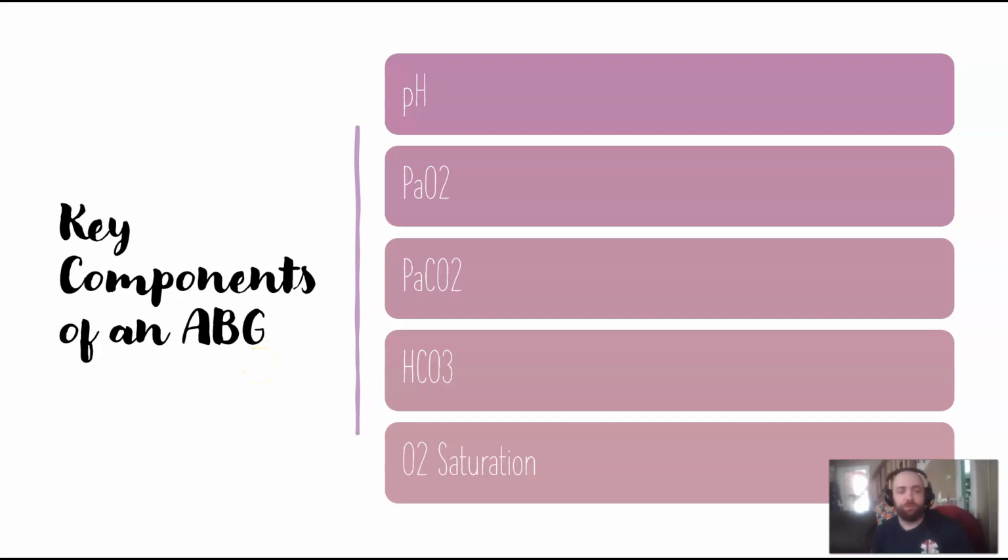So you have some key components of an ABG. You have your pH, your PaO2, which is your pressure of arterial oxygen, PaCO2, which is, again, your pressure of carbon dioxide in your blood. You have your HCO3, which is your blood bicarbonate levels, and your O2 saturation.